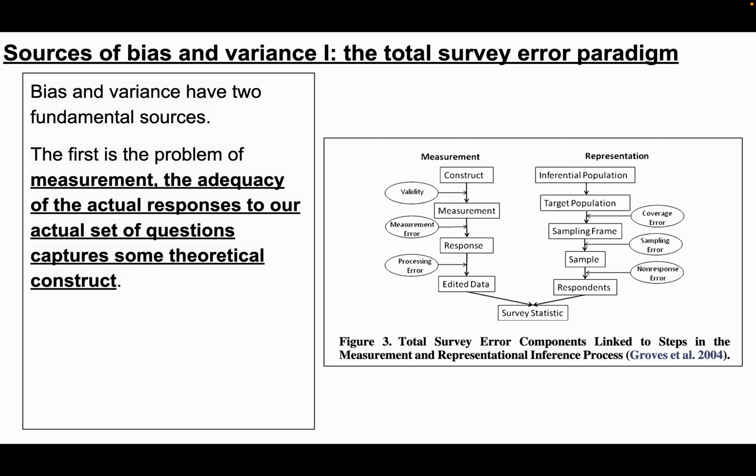The first is the problem of measurement, or the adequacy of the actual responses to our actual set of questions, capturing, that should be capturing, some theoretical construct. So that's combining a lot of stuff here. I'll say more about that later. But to put it in simpler terms, it basically means how well do the questions that we actually get people to answer, so the actual questions that we write that are actually answered, how well do those things match the thing that we are interested in?